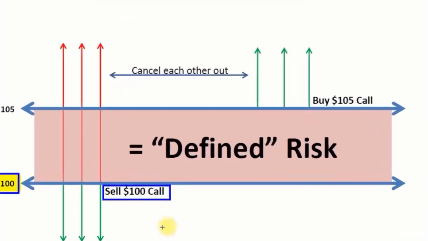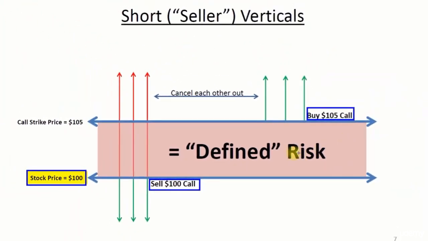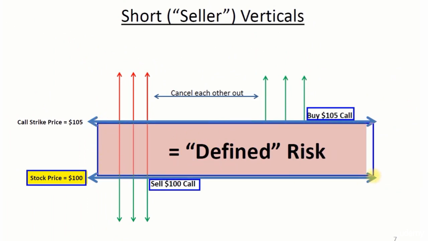So we start with the same example. We're selling the $100 call, but now we're also going to buy the 105 call. So what does that do? You see this area here called defined risk. So how does that work? Well, remember, if it goes below 100, we make money. Anything above 100, we start to lose money.